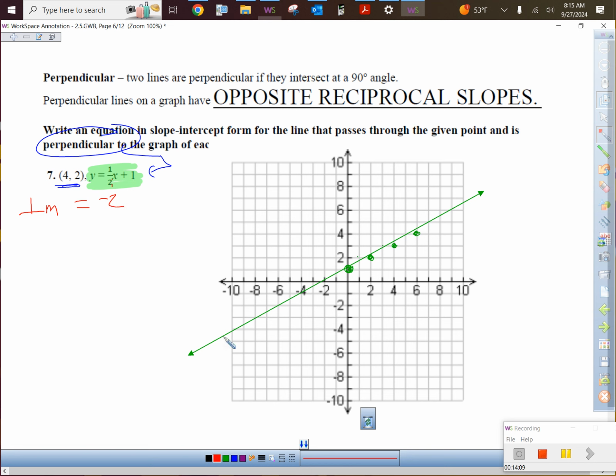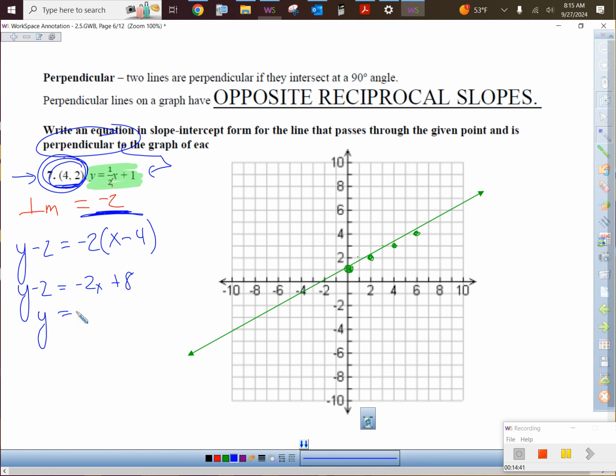Are you with me that the line that they gave me this time has a slope of 1/2? I want to go perpendicular to it, so I take the opposite reciprocal. Then, same old story. We've got a point right here. This is the slope we're going to use. So let's do point-slope form. y minus y1 equals negative 2 times the quantity of x minus x1. And then we'll distribute. And then we will add 2 to both sides.